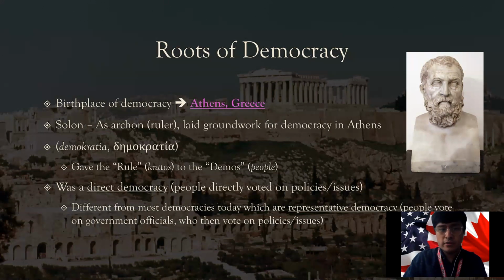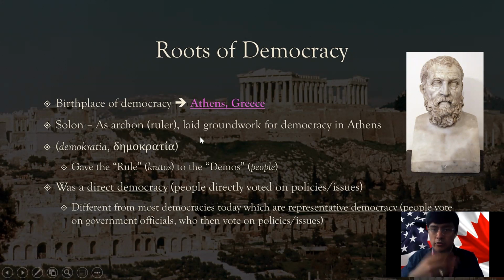Democracy was thought of by a man named Solon. The ancient Greeks didn't really have last names; they tended to have just one name, so Solon was just his name. He was an archon, or a ruler. That's what they called the rulers of cities at the time in Greece. He was an archon, and he laid the groundwork for democracy in Athens.